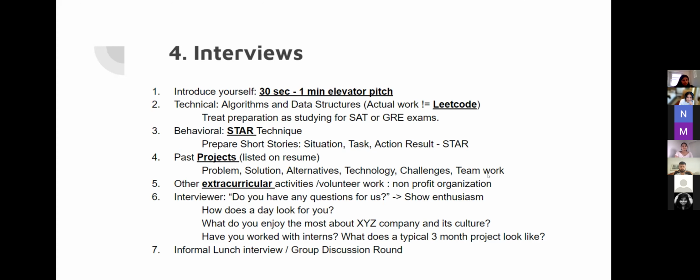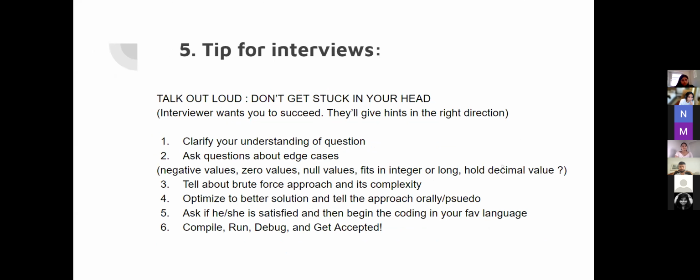Any questions on the interview process or the interview step? If not, then we'll move to the next one, which is tips for the interview. So Sarah, would you like to cover this? Sure. I'll cover the first point, because I've heard this one a lot.